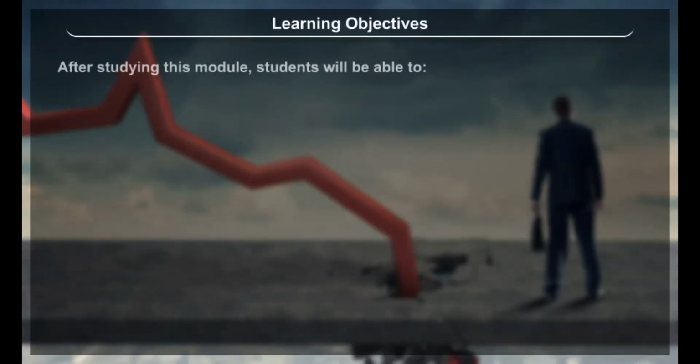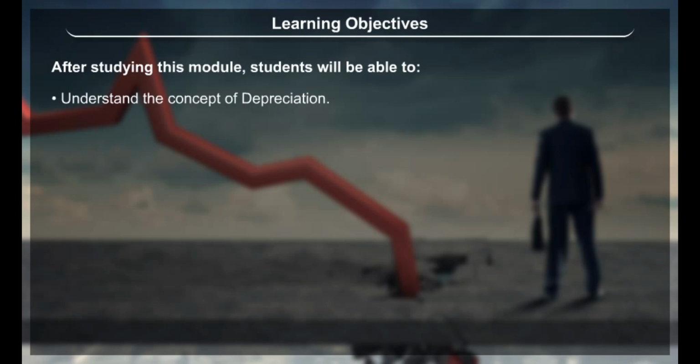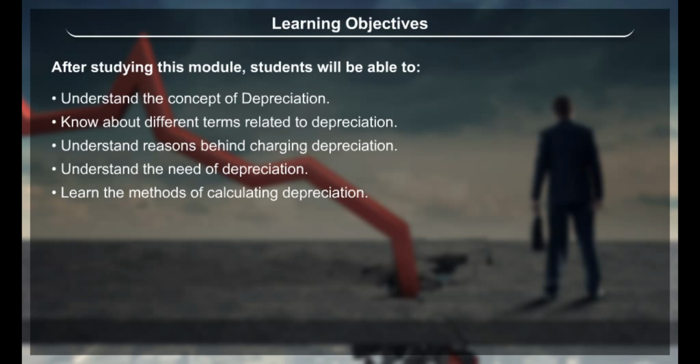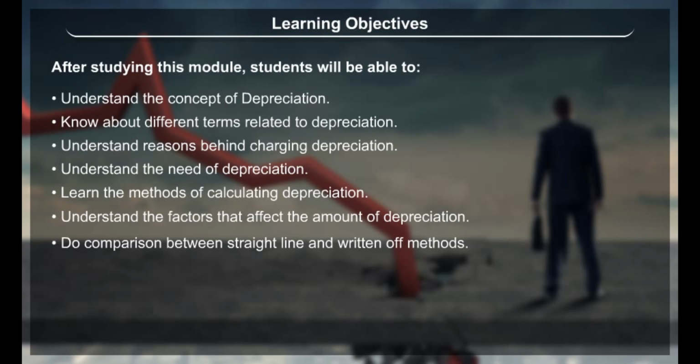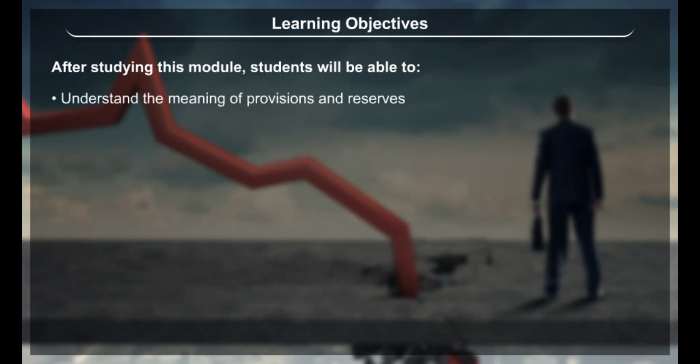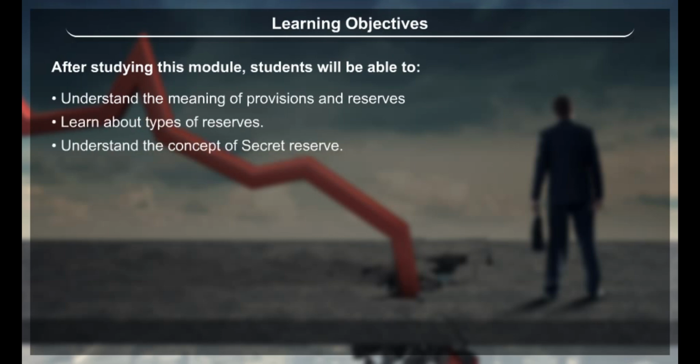Learning objectives. After studying this module, students will be able to understand the concept of depreciation, know about different terms related to depreciation, understand reasons behind charging depreciation, understand the need of depreciation, learn the methods of calculating depreciation, understand the factors that affect the amount of depreciation, do comparison between straight line and written-off methods, learn different ways to record depreciation, understand the concept of disposal of assets, understand the meaning of provisions and reserves, learn about types of reserves, understand the concept of secret reserve.